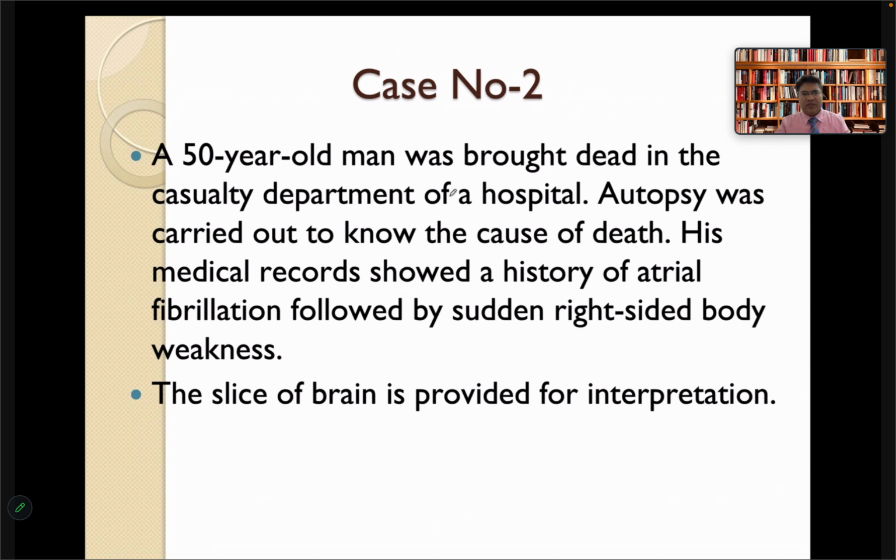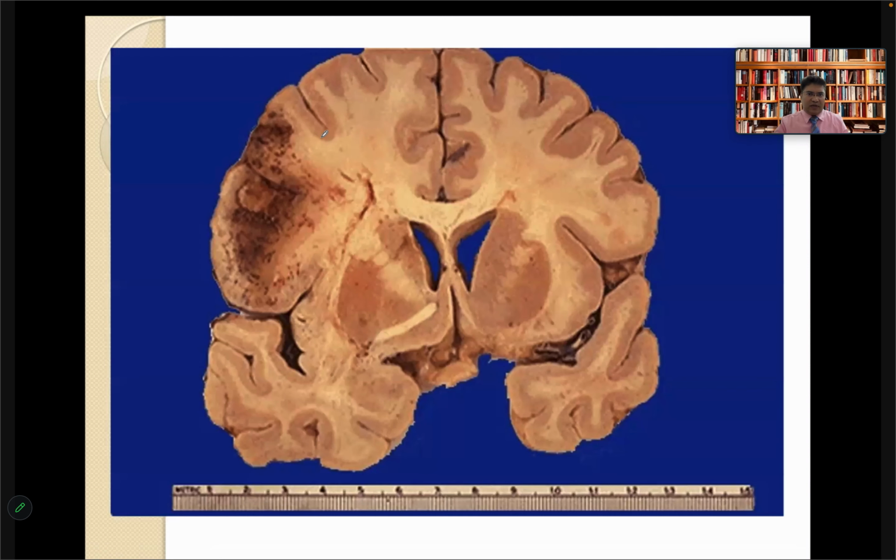So again, a 50-year-old man, the patient was brought dead in the casualty department, right? And by looking at the case records of the patient, it was found that this patient had a history of atrial fibrillation, which was followed by the neurological deficit in the form of right-sided body weakness. So now, unfortunately, this patient died, and we have this slice of brain for interpretation, right? So now in this image, look at this area.